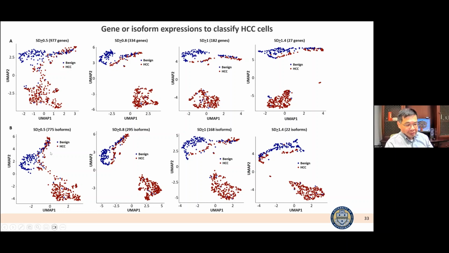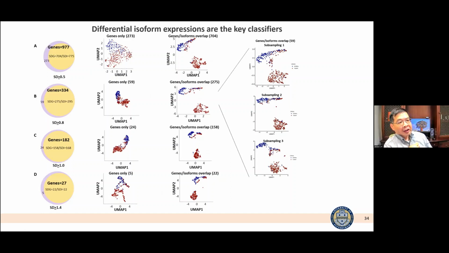Basically, at 0.5 you can see some segregation, and then at 0.8 you have better segregation, and then at 1, better still, and then 1.4. It suggests that both isoform and gene expression differentiation exist between the benign and the hepatocellular carcinoma samples. So then the question is, which one is playing the vital role, isoform or the genes?